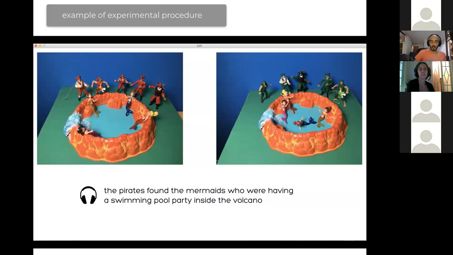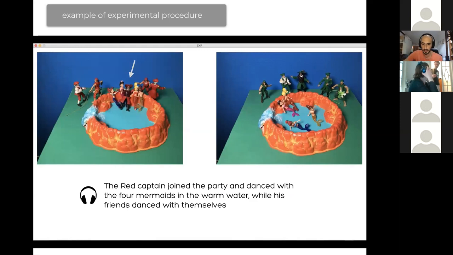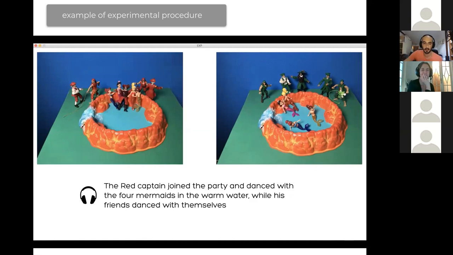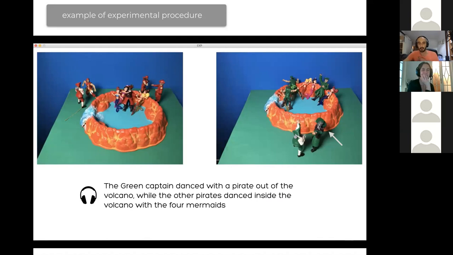We have these stories that were acted out with very young participants or recorded on a screen as a stop motion animation. So you have two groups of pirates, the green pirates on the right, the red pirates on the left. And then the narrator says the pirates found the mermaids in this fantastic island who were having a swimming pool party inside the volcano. And you see they're dancing. And then the red captain, the one on the left, joined the party and danced with the four mermaids in the warm water, while his friends danced with themselves. See, the other red pirates. Whereas the green captain danced with a pirate out of the volcano, while the other pirates danced inside the volcano with the four mermaids. Okay?